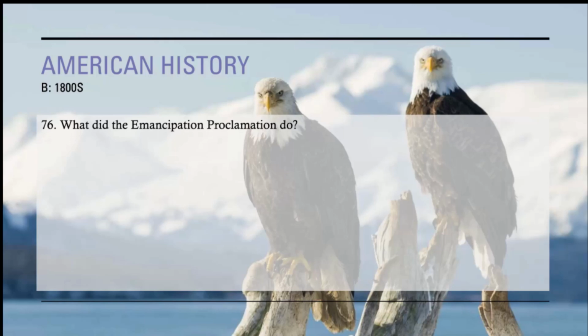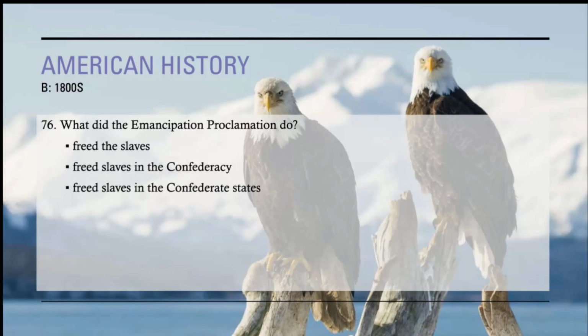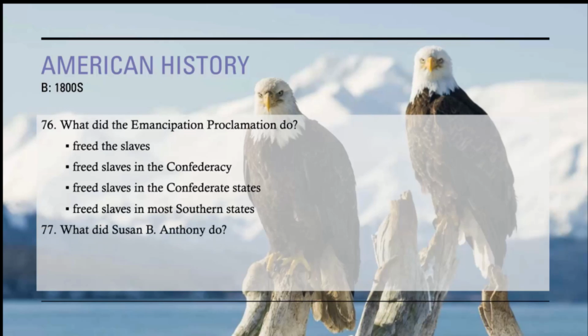Question number 76. What did the Emancipation Proclamation do? It freed the slaves. It freed the slaves in the Confederacy, freed slaves in the Confederate States, freed slaves in most southern states. Question number 77. What did Susan B. Anthony do? She fought for women's rights. She fought for civil rights.